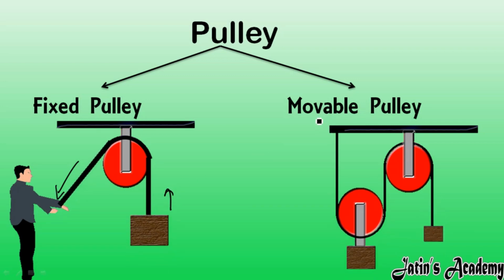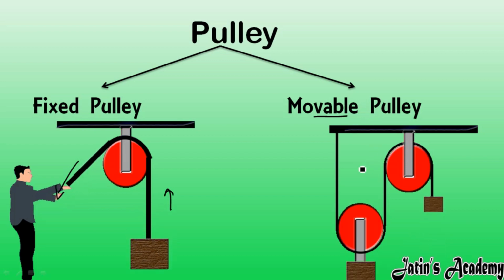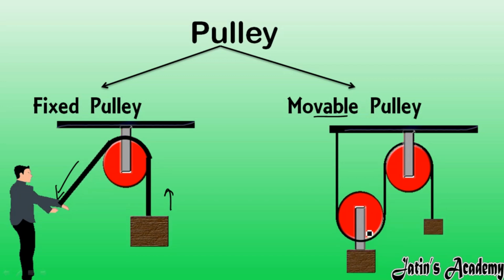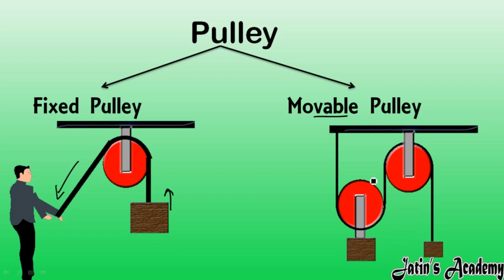And the second type of pulley is the movable pulley. As the name suggests, a movable pulley is a pulley that moves about a fixed point. In order to raise up a load, the pulley is going to move itself.